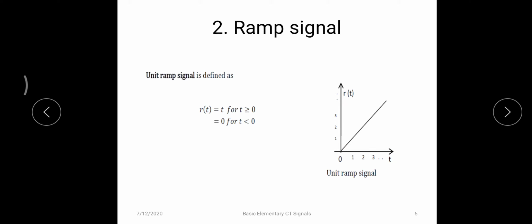The next elementary signal is the ramp signal. The notation is r of t, and r of t is equal to t for t greater than or equal to 0. At time t equal to 0, the amplitude is 0. At t equal to 1, the amplitude is 1. At t equal to 2, the amplitude is 2. It's a linear curve. So r of t is equal to t for t greater than or equal to 0. For the rest of the values, the amplitude is 0. This signal also will not exist on the left side of the y-axis. It will exist only on the right side, from 0 to infinity.